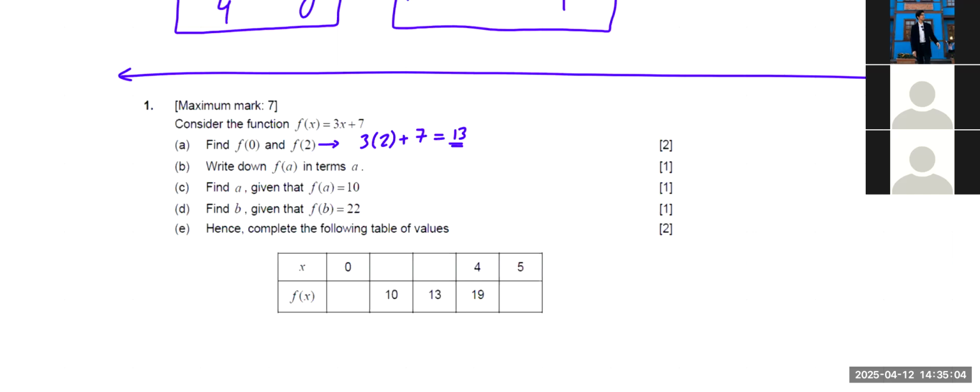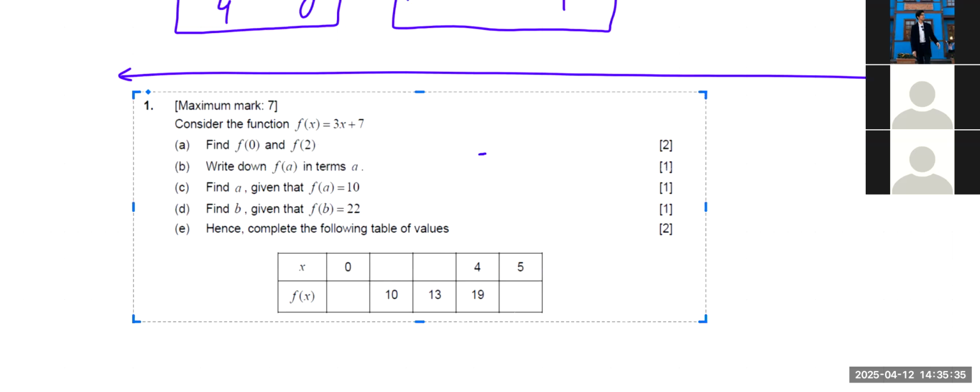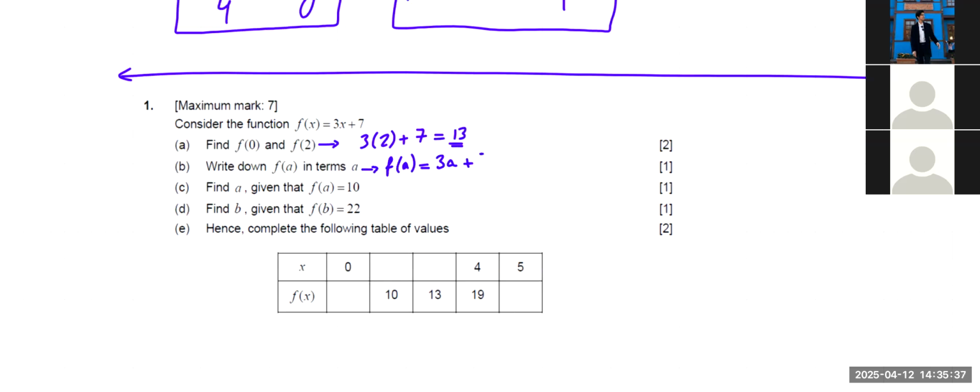Okay. Write down f of a in terms of a. What do you guys think? What's the answer to this one? What is f of a going to be? So Jessica, for example, what is f of a going to be? Is it just like, so 3 and then in brackets a plus 7? Yep, exactly. It's a good habit to put brackets, but when it's a single number, I just don't bother. But yeah, it's a very good habit to put brackets.